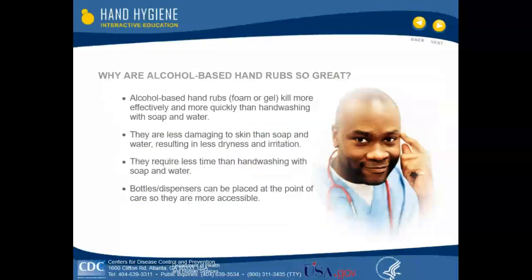Alcohol-based hand rubs kill more effectively and more quickly than hand washing with soap and water. They're less damaging to the skin than soap and water, resulting in less dryness and irritation. They require less time than hand washing with soap and water. Bottles and dispensers can be placed at the point of care, so they are more accessible.